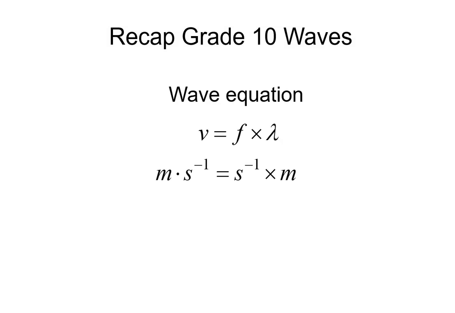Let's look at our next definition, our wave equation. The velocity of a wave is equal to the frequency times the wavelength. If we look at those in units, the unit for speed is meters per second. The unit for frequency is per second. And the unit for wavelength is meter. So can you see meters per second is just equal to meters per second, so that makes complete sense.